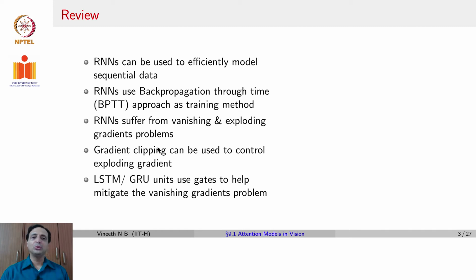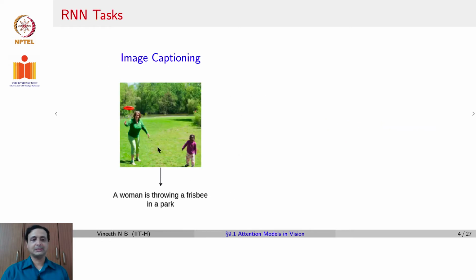We saw how to use these for handling sequential learning problems. But the question we ask now is, is this sufficient? Are there tasks where RNNs may not be able to solve the problem? Let's find more about this.